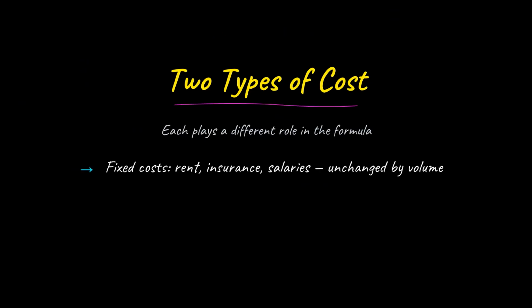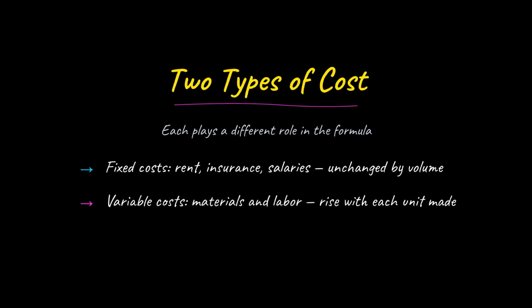Rent and salaries don't change whether output is high or low. Variable costs move directly with volume, rising as more units are made. Keeping these two types distinct is the foundation of the entire break-even calculation.